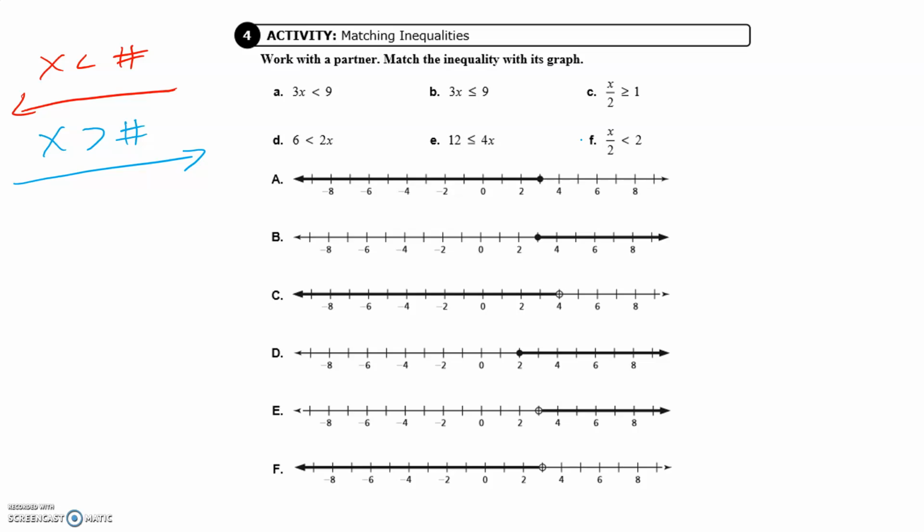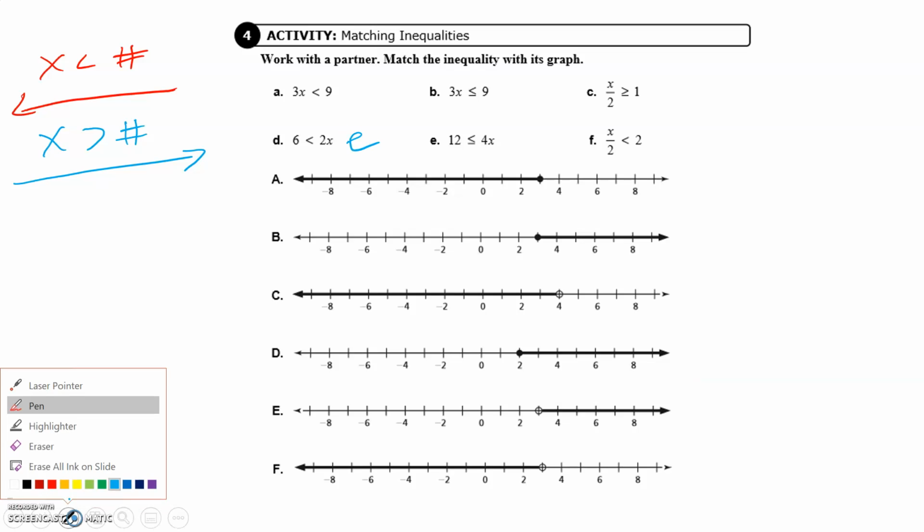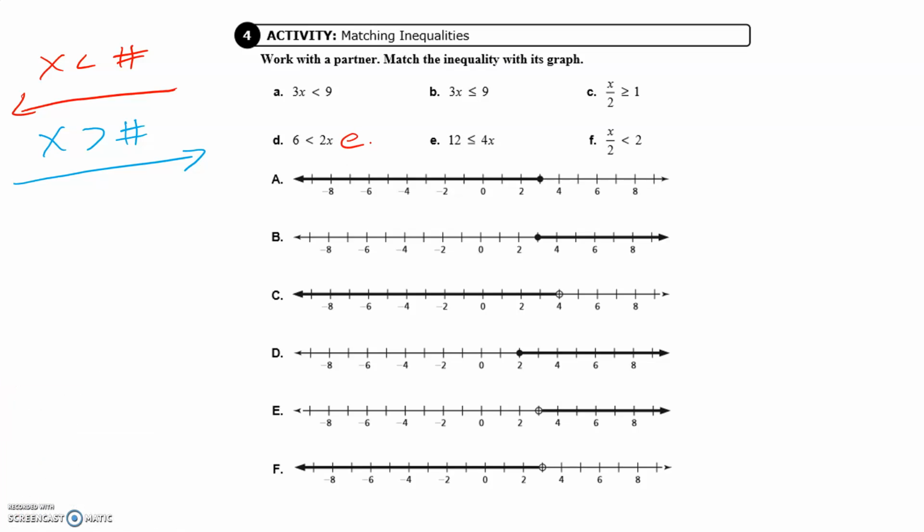Whereas for D, x is going to be greater than, so it's going to be pointing to the right. My choices would be B, D, and E. But going back to the open circle, my only possible choice would be E. So E is the first one I'm able to figure out: if I get x isolated, it's going to the right, it's an open circle, and the only open circle going to the right is E. So I can go ahead and eliminate that.